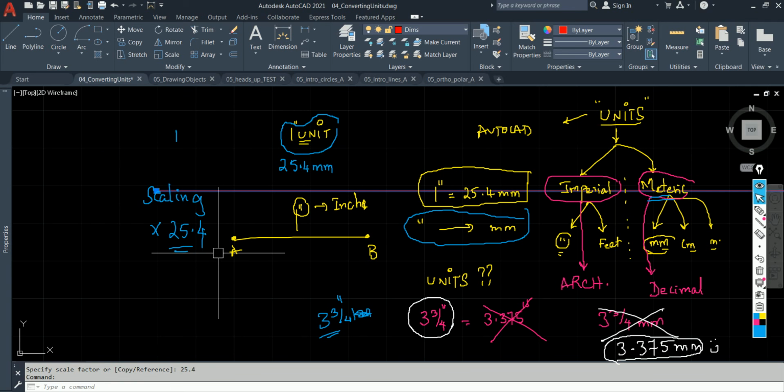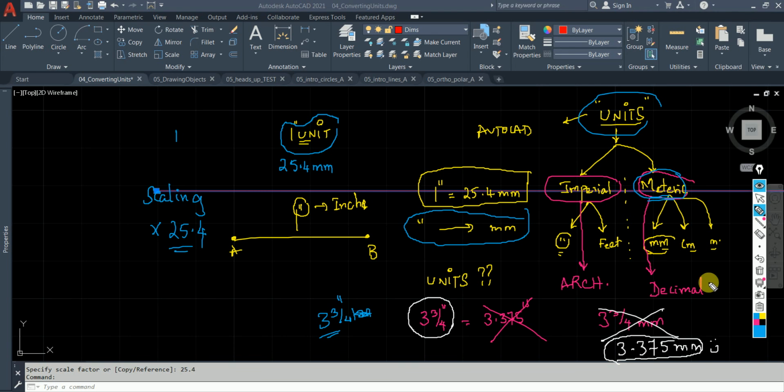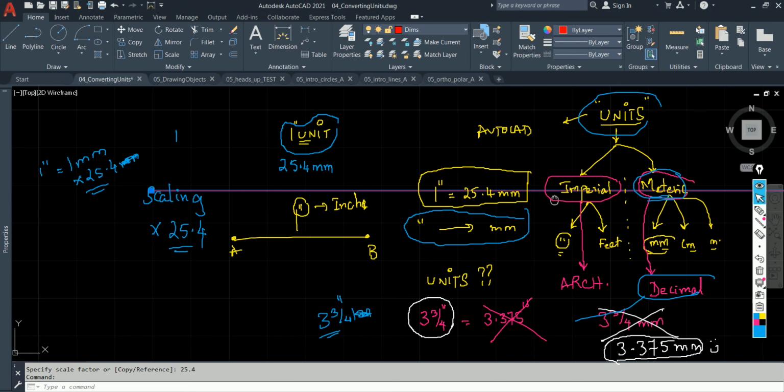So whenever you change a unit, first you change the unit. After this you have to scale. If you don't scale, you will be telling me 1 inch is equal to 1 millimeter. Everybody stop there. No, this is not right. You have to multiply by 25.4. 25.4, the scaling factor. No units for scaling. Is this clear? Okay, now this basics is all over.